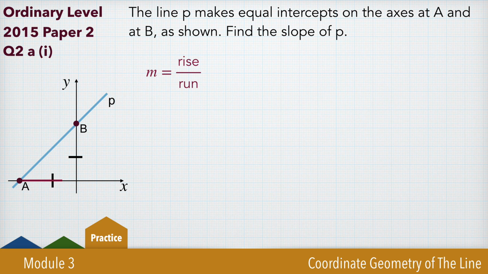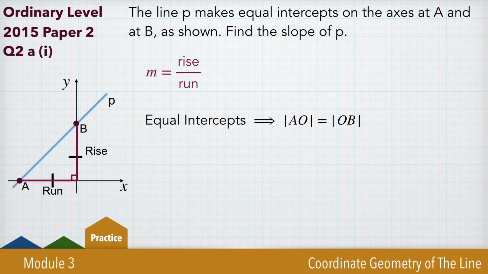In the right-angled triangle, made with the x and y axes, with the line P as the hypotenuse, we know that the rise is the length from the origin to the point B, and that the run is the length from the point A to the origin. We were told in the question that the line makes equal intercepts on the axes, which means that the length of AO is equal to the length of OB, where O is the origin point, 0, 0.